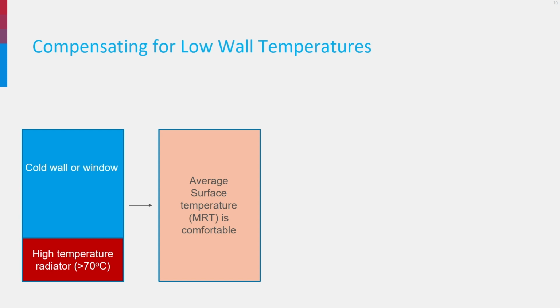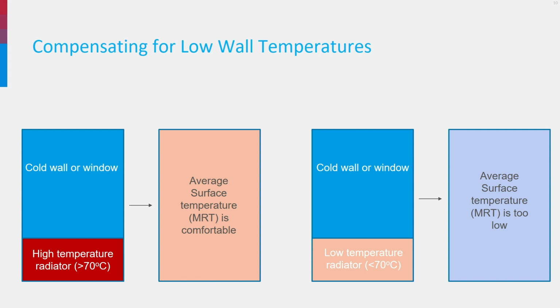In poorly insulated buildings, a radiator temperature above 70 degrees is needed in general. If the temperature of the radiator is lower, this will result in discomfort because the mean radiant temperature is too low. So, when using low temperature heating, a minimum degree of insulation of the facade and windows is needed.